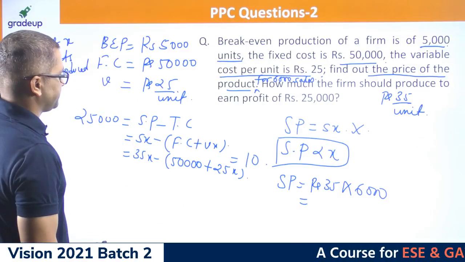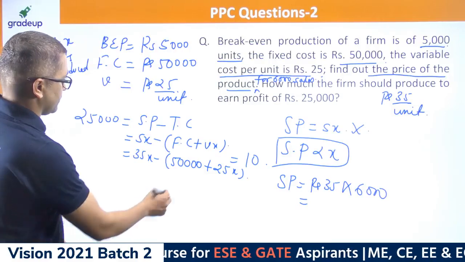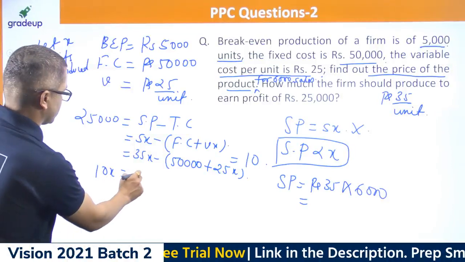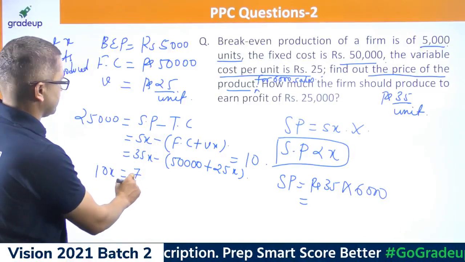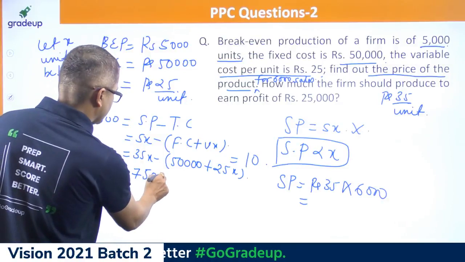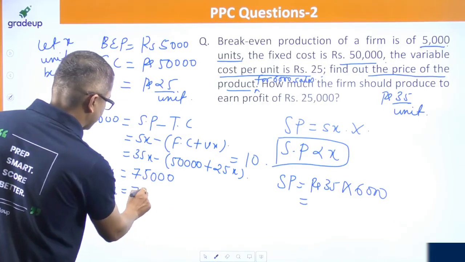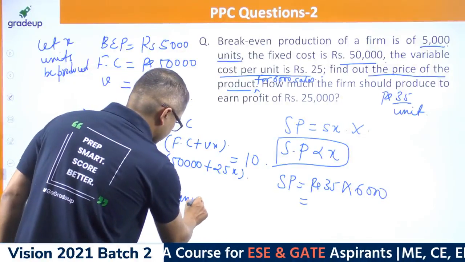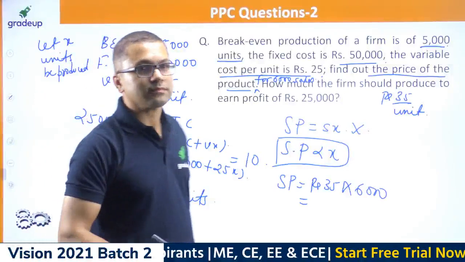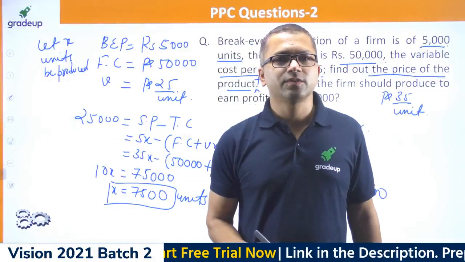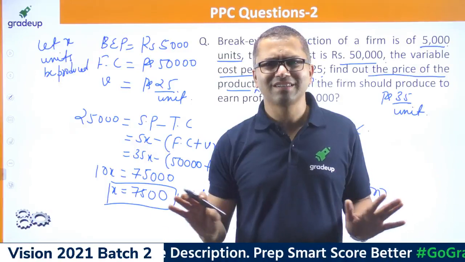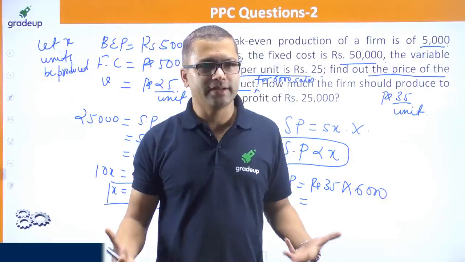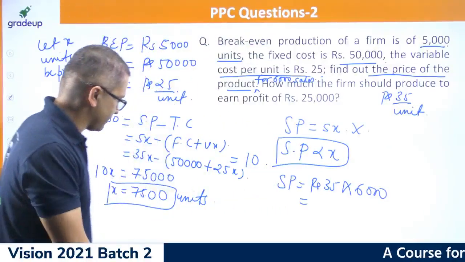Is it good? Yes. So if you solve all of these, what you will get is 10x equals 75,000, so X equals 7,500 units. All right, this is in units. Is that good? If I said 600, I beg your pardon, guys. It should be 6,000, but I think you understood what I meant. Is that good? Okay, fine.